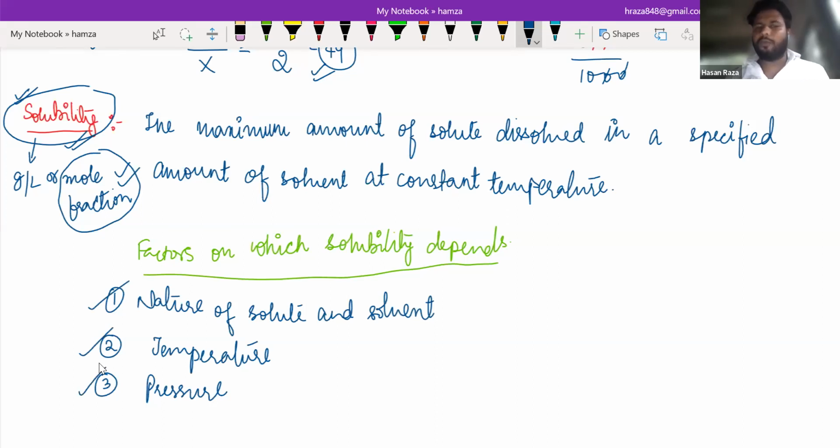I'm going to discuss how solubility depends on the nature of solute and solvent, and how solubility depends on temperature and pressure. So first of all, write all these topics and then we will start discussing nature of solute and solvent.